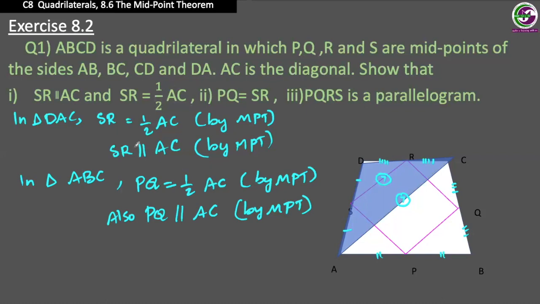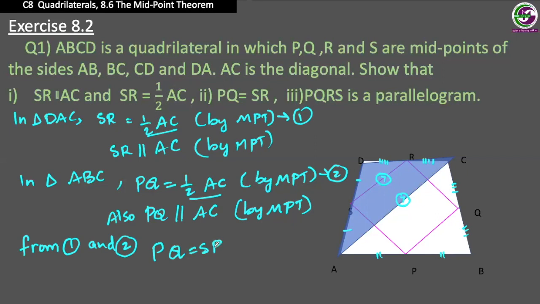PQ is half of AC, SR is half of AC, which means these two are the same. So from equation 1 and equation 2, we have both half of AC. So SR is equal to PQ. And also we can see that SR is parallel to AC, PQ is parallel to AC, which means SR is parallel to PQ also.